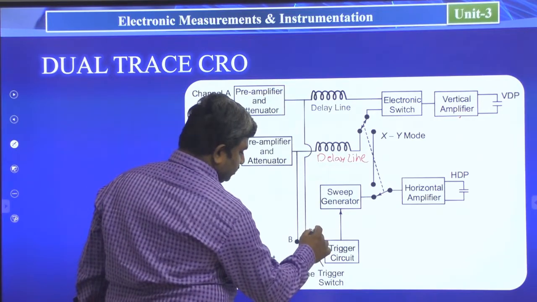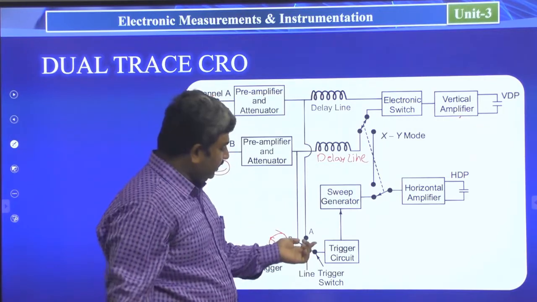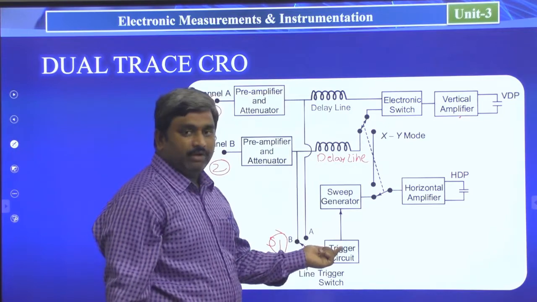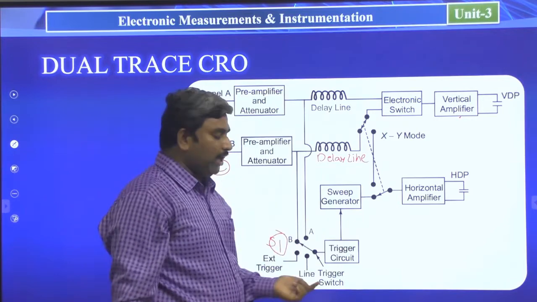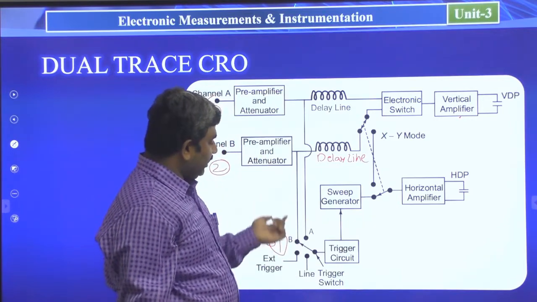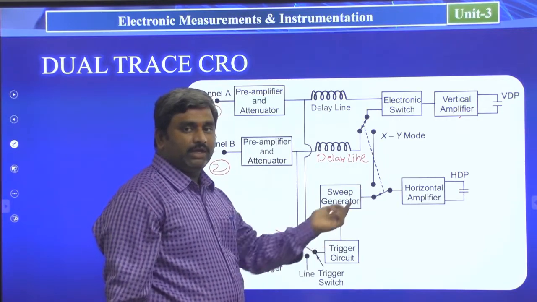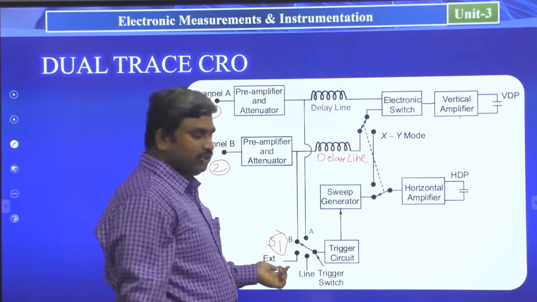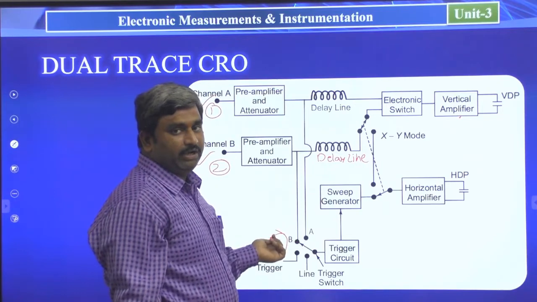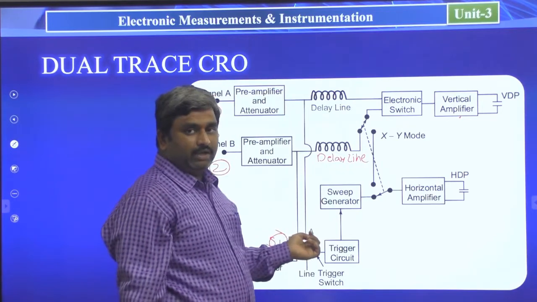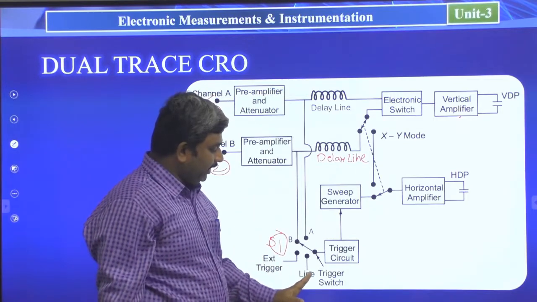Consider this is the first switch, switch 1, S1. When S1 is connected to A, based on the channel A information, the time information will be retrieved at the horizontal deflection system. If you connect channel B, the horizontal deflection system works based on the channel B information. External signals are connected in some other cases. Presently we are connecting either channel A or channel B, that is the dual trace CRO, so leave the external and line information.